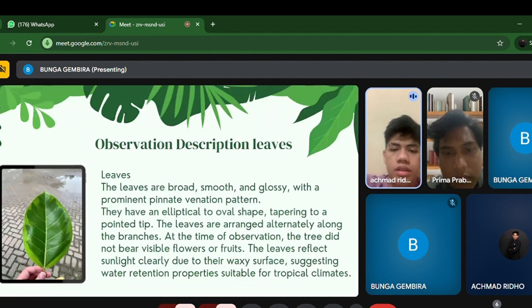Okay, the observation description of the leaf. The leaves are broad, smooth, and glossy with a prominent pinnate Venetian pattern. They have an elliptical to oval shape, tapering to a pointed tip. The leaves are arranged alternately along the branches. At the time of observation, the tree did not bear visible flowers or fruit. The leaves reflect sunlight clearly due to their waxy surface, suggesting water retention properties suitable for tropical climates.